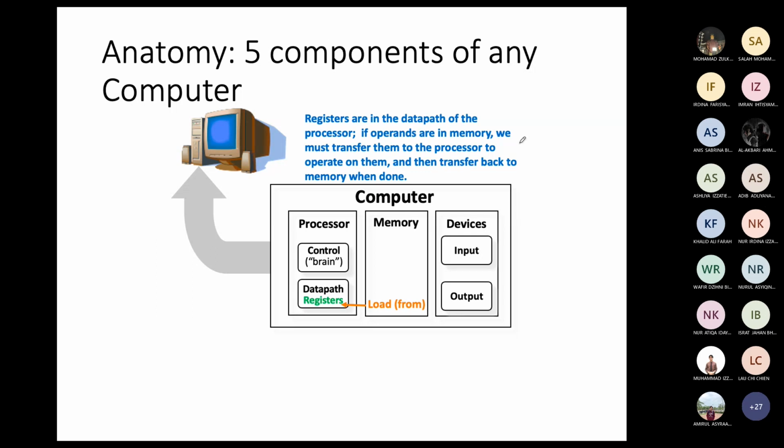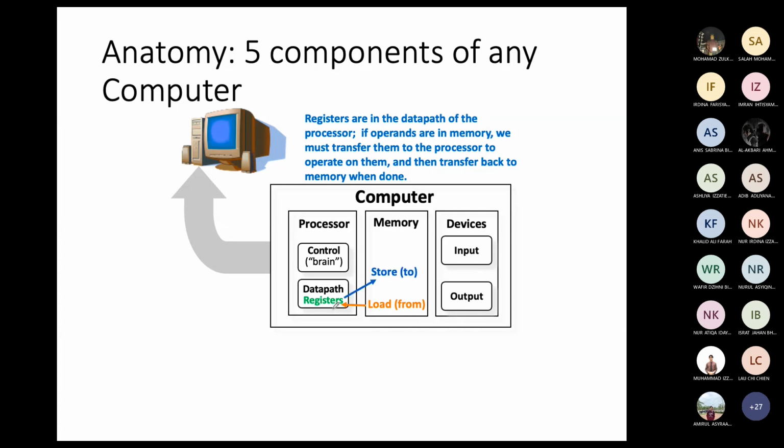If operands are in memory, we must transfer them to the processor to operate on them, and then transfer them back to memory when we are done. So if you want to read the data from memory and write it to the registers, we say we load from memory to the registers.